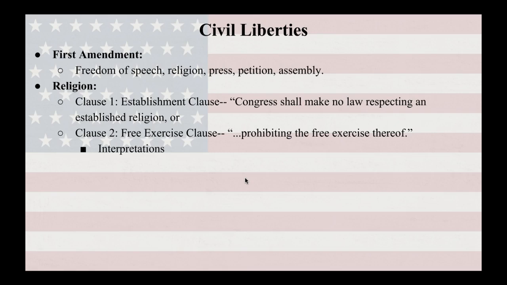But understand that nothing is absolute. I've said that before, I'll say it again. And so we do see some bleeding over of government into religion and conversely religion into government. But the interpretation by the Supreme Court has been relatively restrictive on religion and government and vice versa.